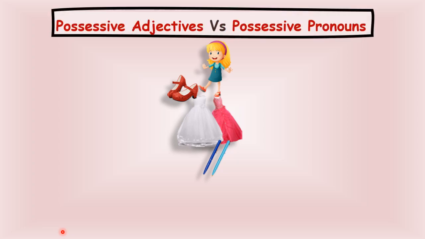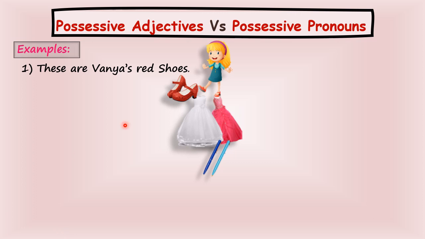Now, children, we will see how to differentiate between possessive adjectives and possessive pronouns. It's very simple. Only 2-3 points you have to keep in your mind. Let's start with an example. The first sentence: these are Vanya's red shoes. The second sentence: these red shoes are Vanya's.